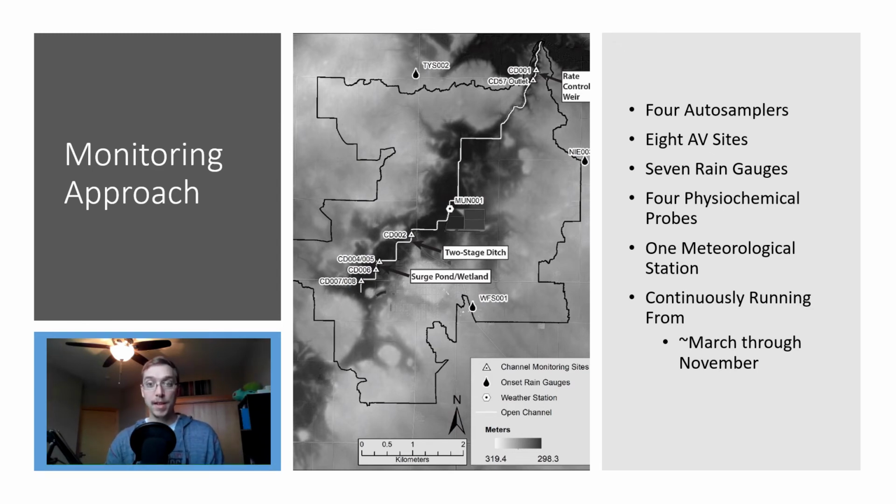We had 8 different sites that were looking at the area of this channel and the velocity of the water moving through it. So then you get that discharge thing we talked about earlier, the volume of water, the rate of water moving through the channel. We had 7 different rain gauges to understand differential rainfall across the watershed. We had 4 what we call physiochemical probes. So these are things to look at chemical properties of the water. We had a meteorological station or a weather station. And then these were continuously running from March through November.